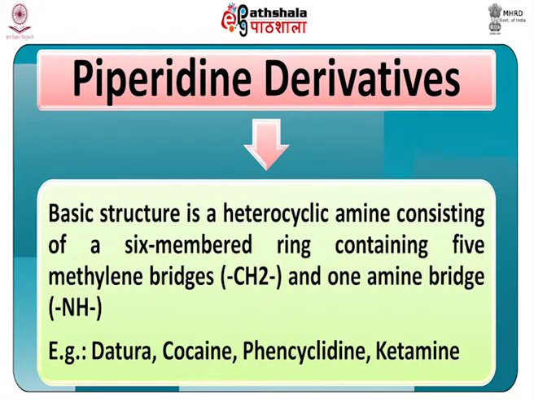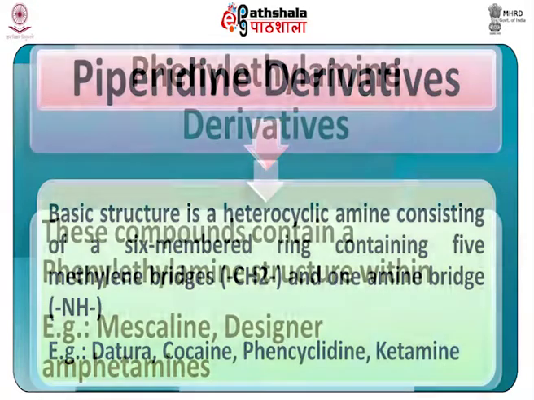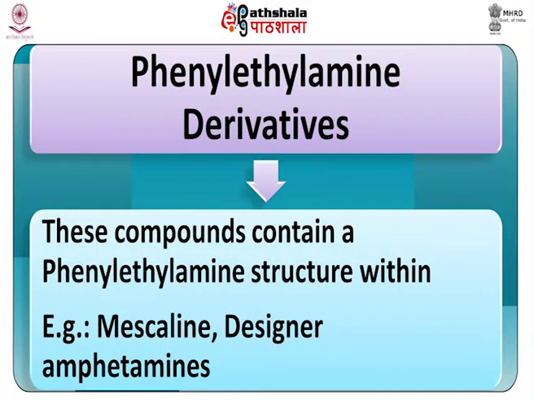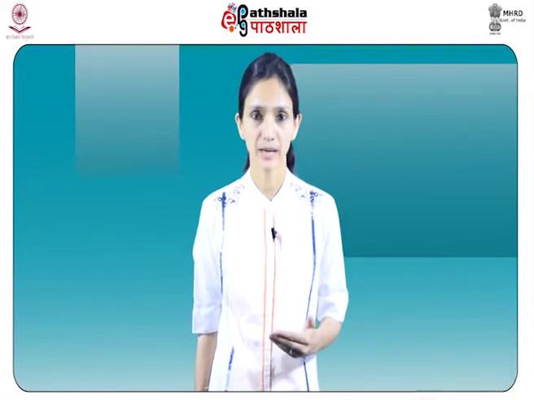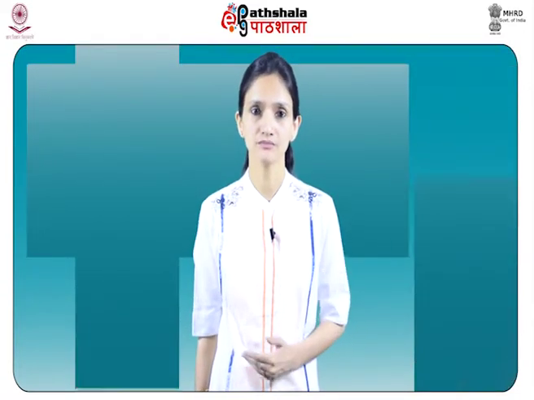Second is piperidine derivatives. The basic structure is a heterocyclic amine consisting of a 6-membered ring containing 5 methylene bridges and 1 amine bridge. Examples are datura, cocaine, phencyclidine and ketamine. Third is phenylethylamine derivatives. These compounds contain a phenylethylamine structure within. Examples are mescaline and designer amphetamines. Fourth is cannabinoids. An example is tetrahydrocannabinol.